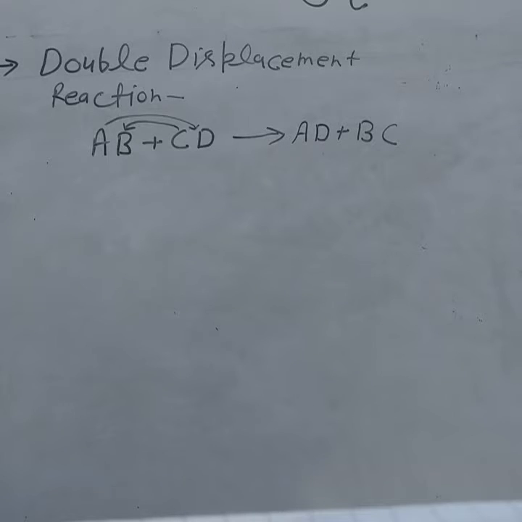The chemical reactions in which two compounds react together to form new compounds by exchanging their ions are called double displacement reactions. In these reactions, both elements or compounds are interchanged. So this reaction is called an interchange reaction.